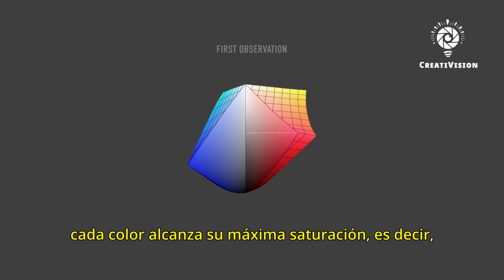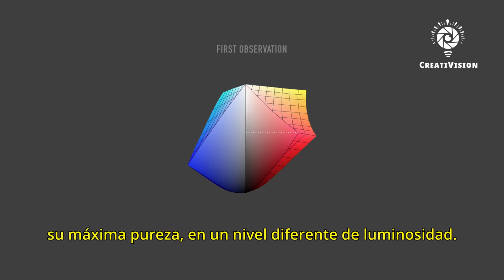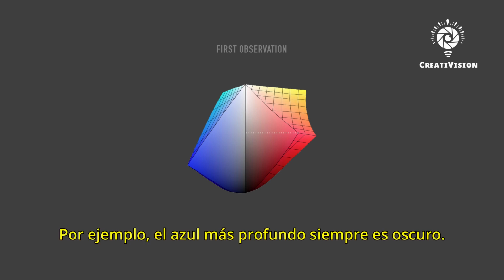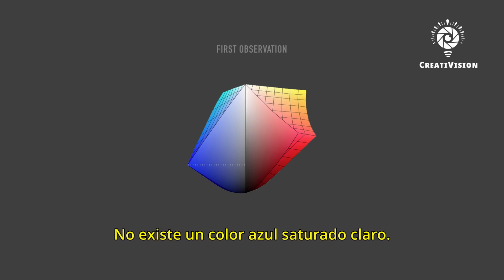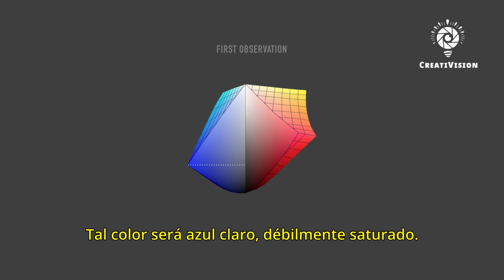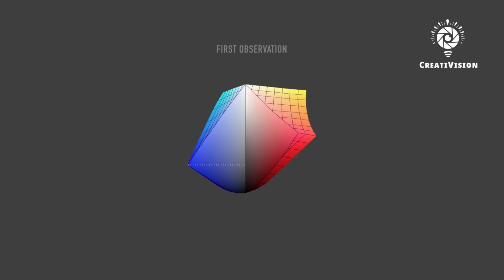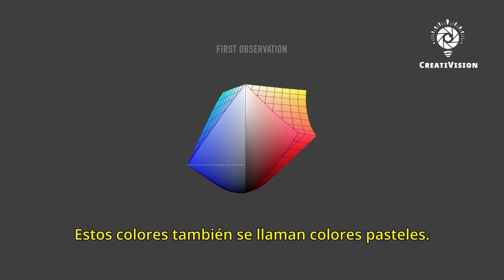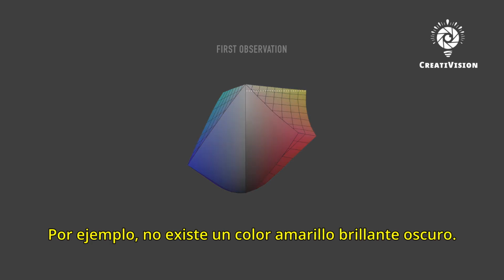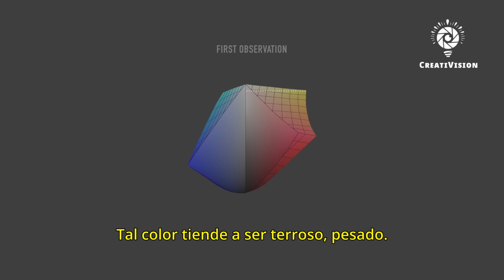First observation. Each colour reaches its ultimate saturation, i.e. ultimate purity, at a different level of lightness. For example, the deepest blue is always dark. There is no light saturated blue colour. Such a colour will be light blue, weakly saturated. These colours are also called pastel colours. In the same way, for example, there is no dark bright yellow colour. Such a colour will inevitably be earthy, boggy.